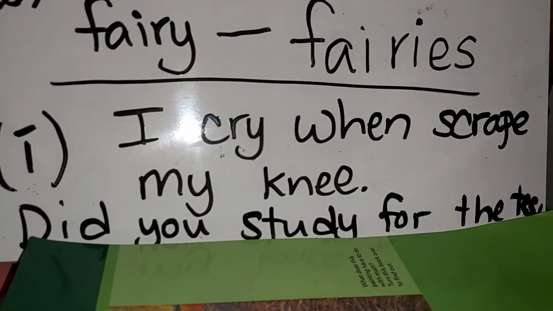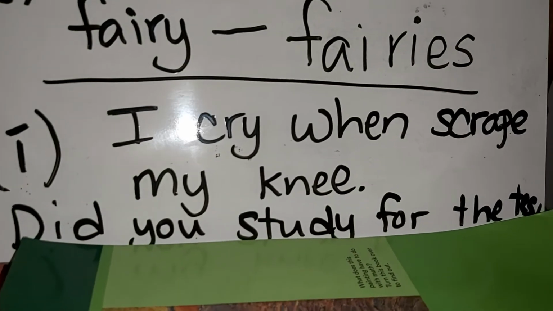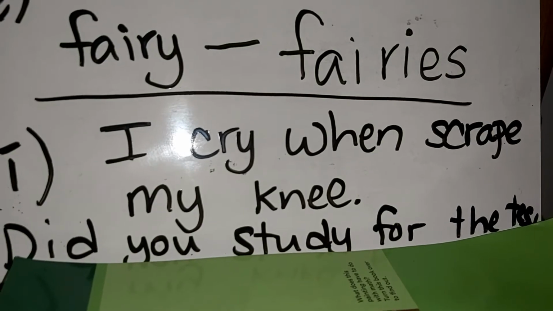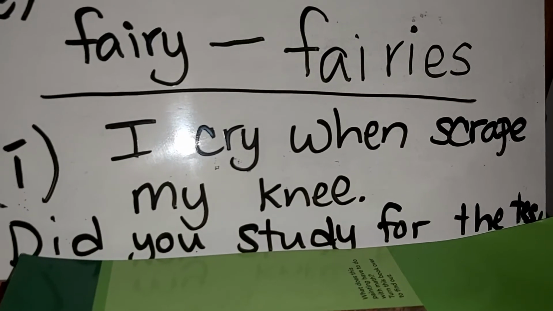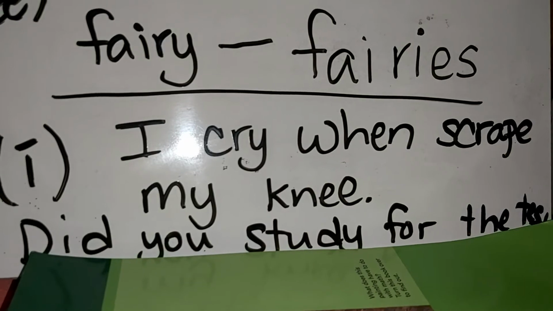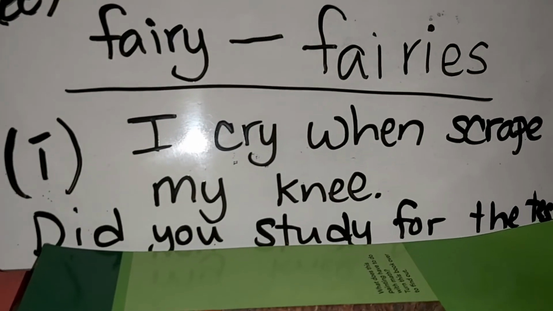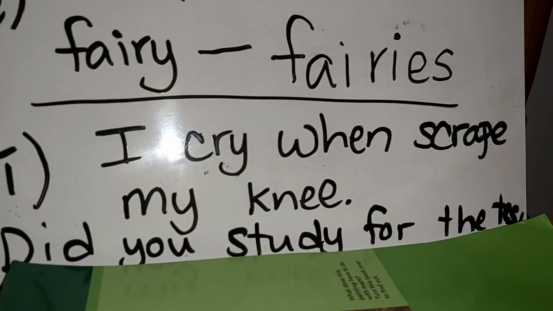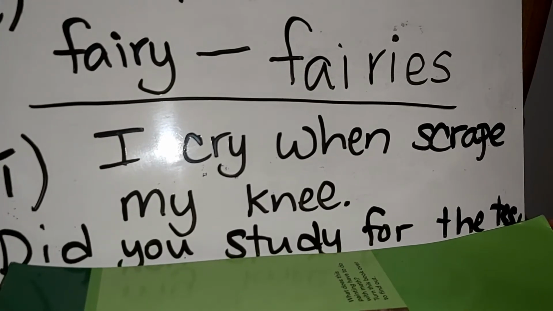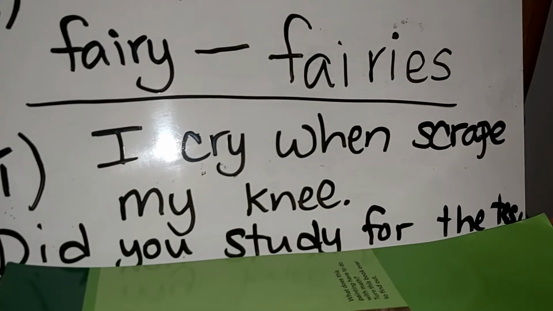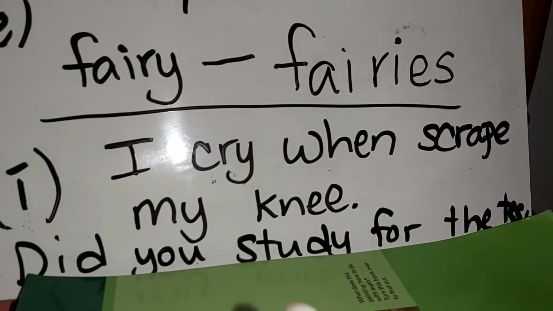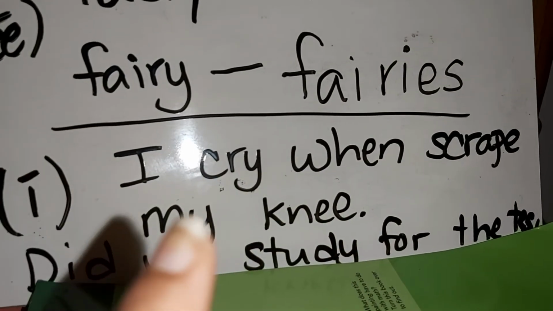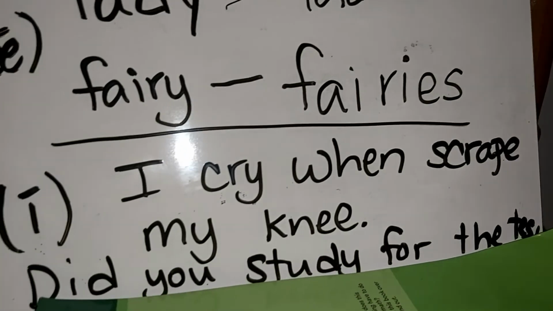Okay. So if you said I cries when I scrape my knee, that is absolutely incorrect. Remember, when we are looking at I, we don't ever use the plural form. I is singular. So you could have changed this by saying he cries, or she cries, or even they cry when they scrape their knee. Okay. So remember, I and my are singular words. All right, let's try one more.